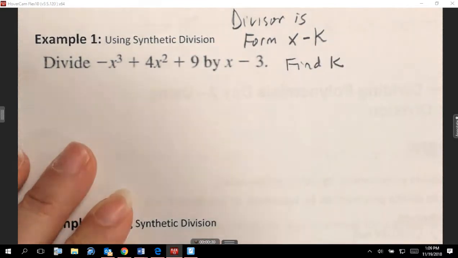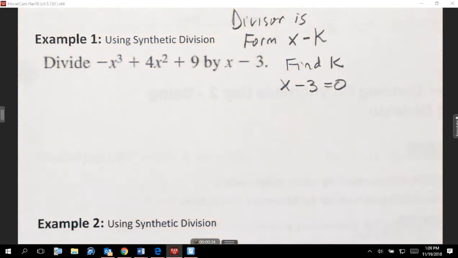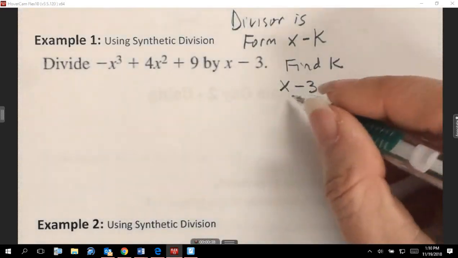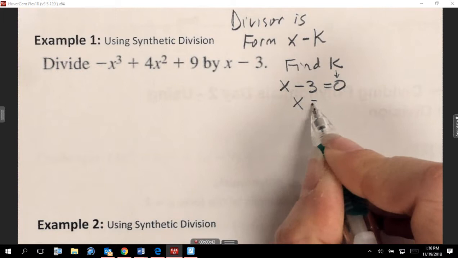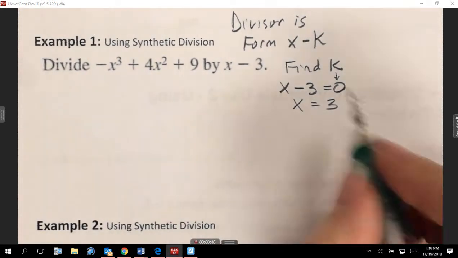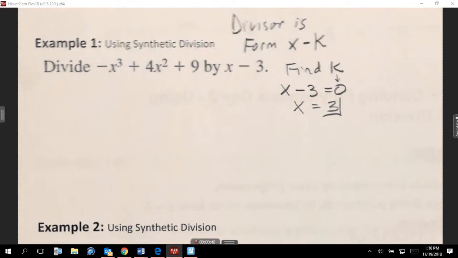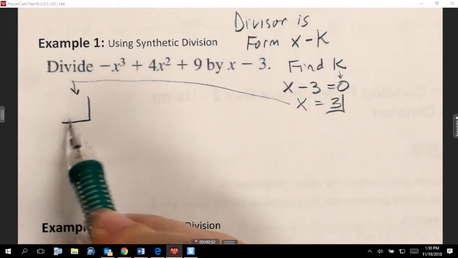You have to find your k value. So to find k, I take x minus 3 and I set it equal to 0. We've done that kind of stuff before. What would be my k value? If I set this equal to 0 and I solve for x, what's my k going to be? Positive 3. Okay? I'm going to take that and put it in this little box.